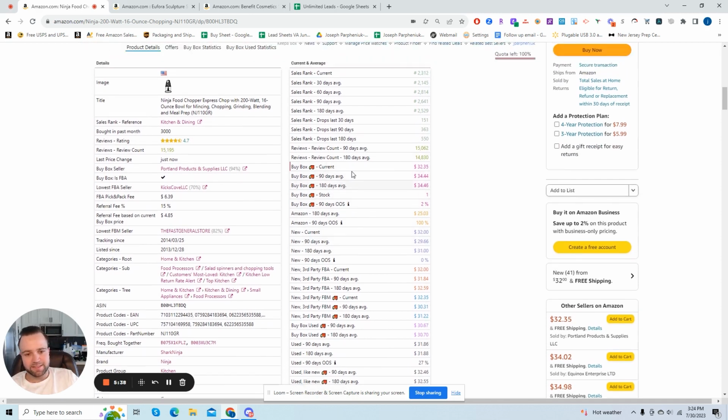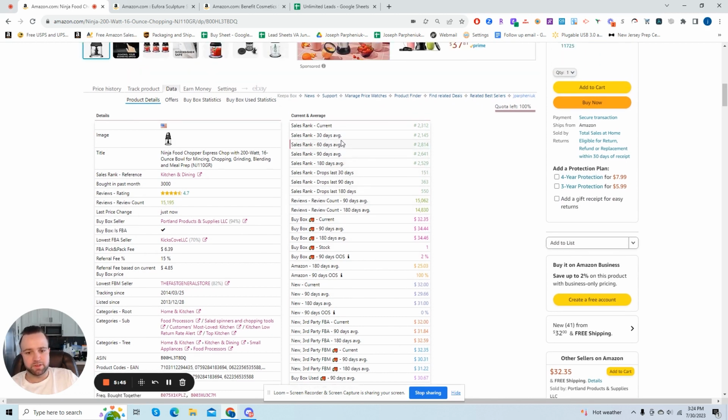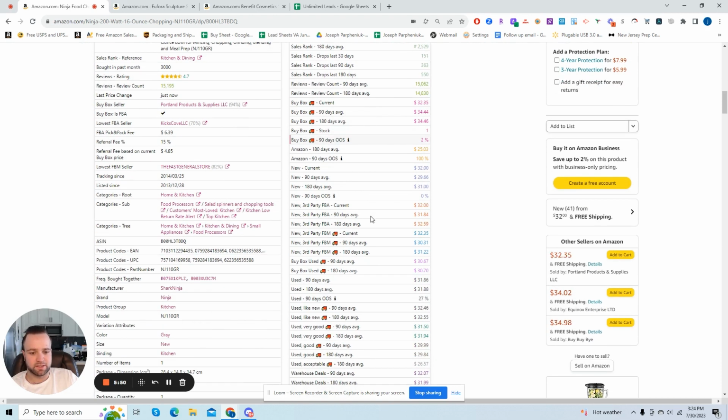Yeah, so I like to look at that to see if the price has really moved a lot, the buy box price over the last 3 to 6 months. And you can see the sales rank, the 30, 60, 90, 180 is super consistent. It's not really moving much. It's staying in that 2,000 range.